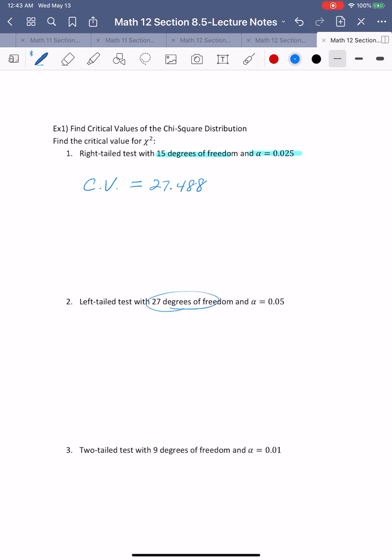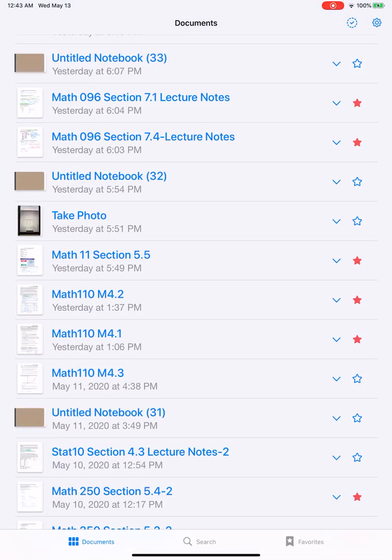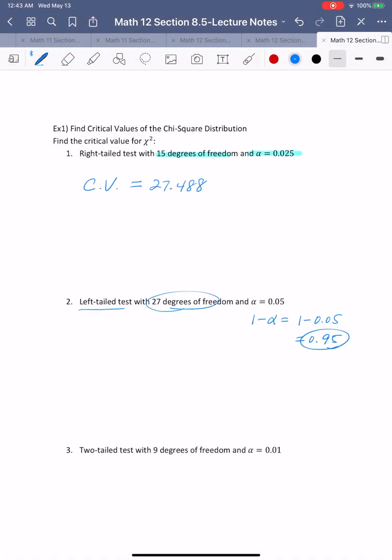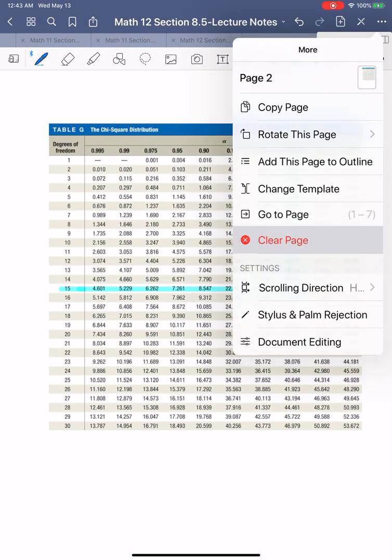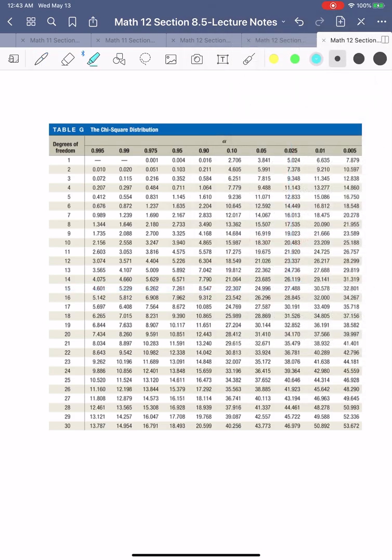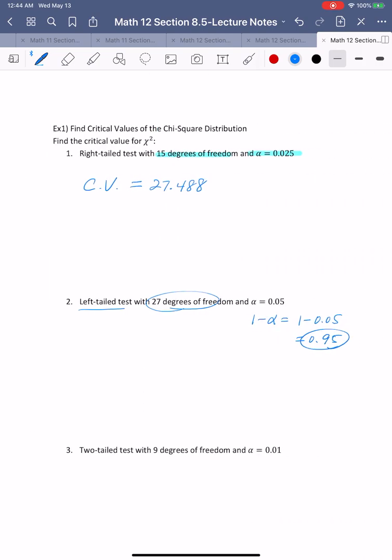Number 2, a left-tail test with 27 degrees of freedom and alpha equal to 0.05. With a left tail, we have to find 1 minus alpha, which is 1 minus 0.05, which is 0.95. So go to the table. This time we are using 27 degrees of freedom, which is right here, and then look for 0.95. It's right here, so your value is 16.151. So the critical value is 16.151.